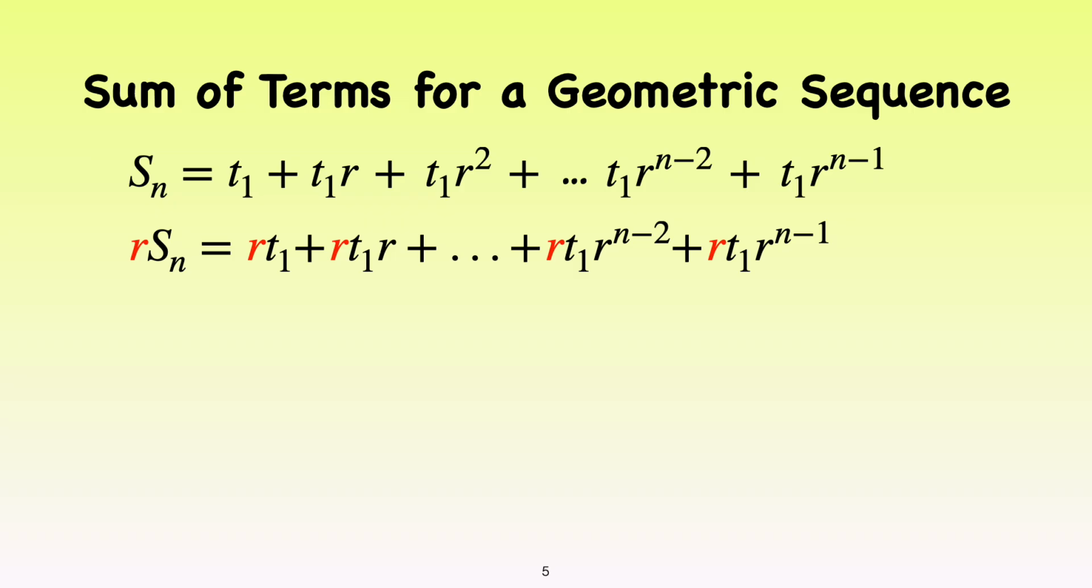Here is r multiplied to every term. Because I have that ratio showing up more than once in all but the first term, the exponents on r can be combined.